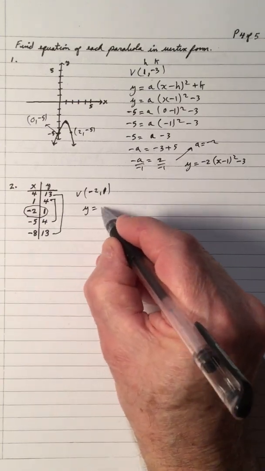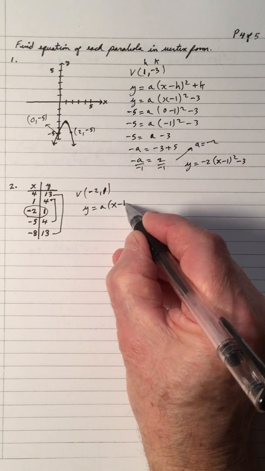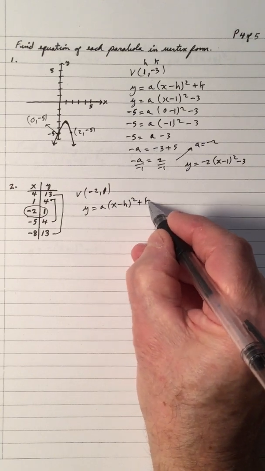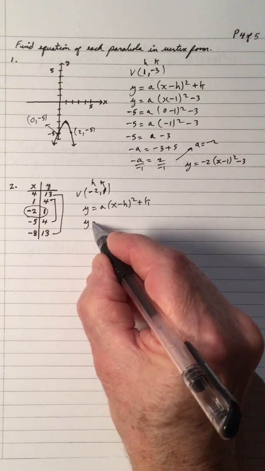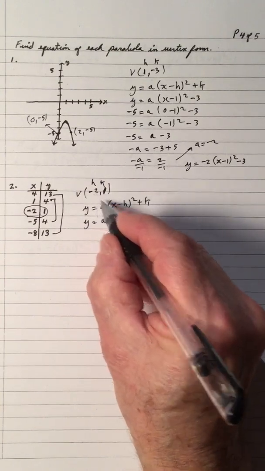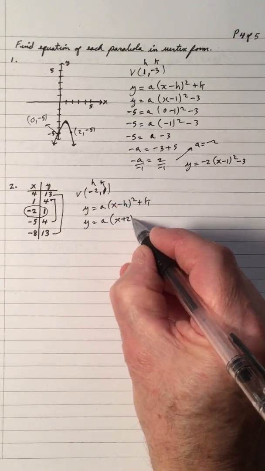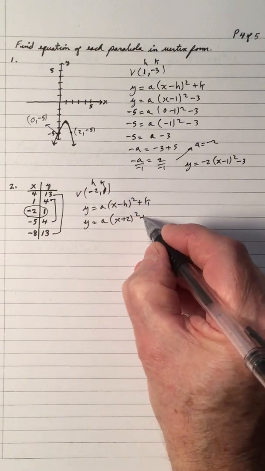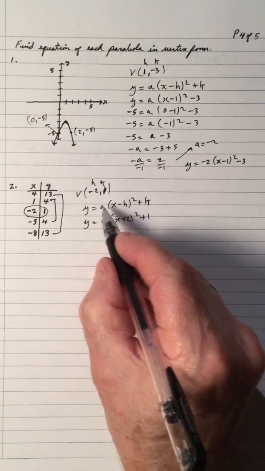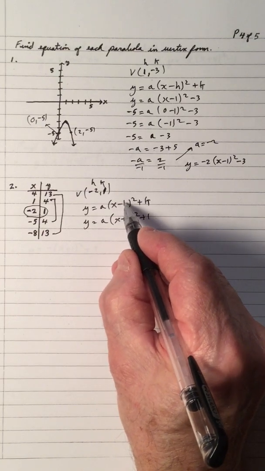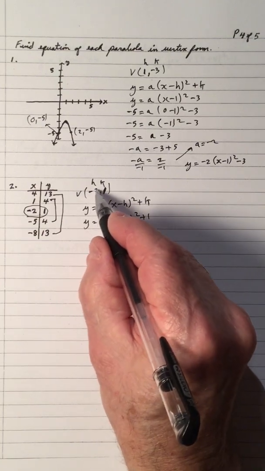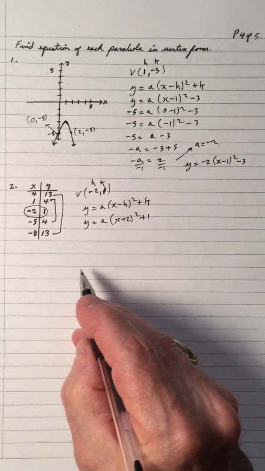So y equals a times x minus h all squared plus k. That's the h and the k. So we sub it in. Negative 2 becomes plus 2, plus 1. Again, just to remind you, if you took the negative 2 and moved it right here, you'd get a negative of a negative as a positive. But we always change this sign when putting it into the equation.